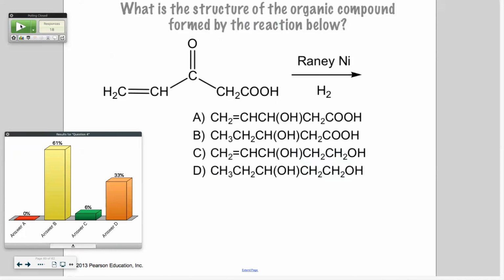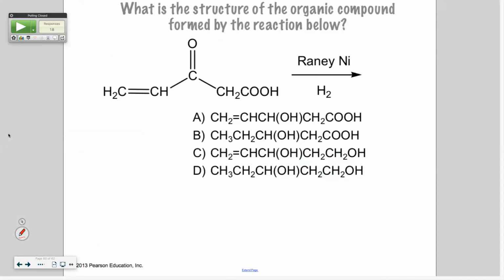Okay, Raney Nickel is going to reduce the ketone. It isn't an aldehyde in here. Okay, what else is it going to reduce? The double bond. Is it going to reduce the carboxylic acid? No. So the answer is no, it's B. Okay. Do we have anything else left in this chapter?